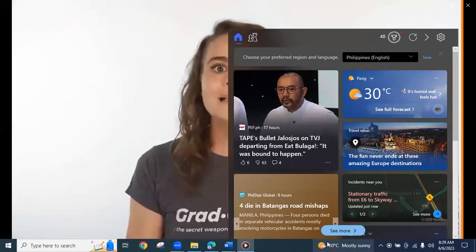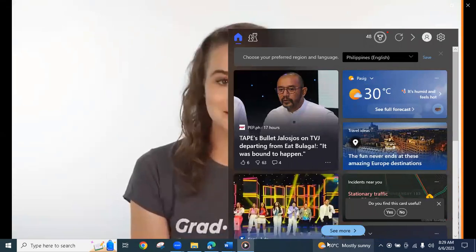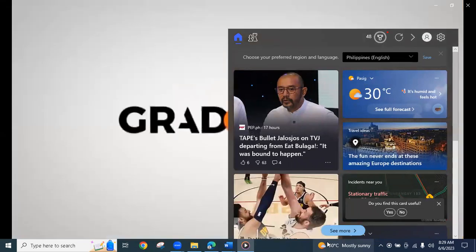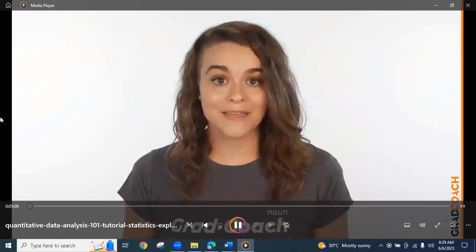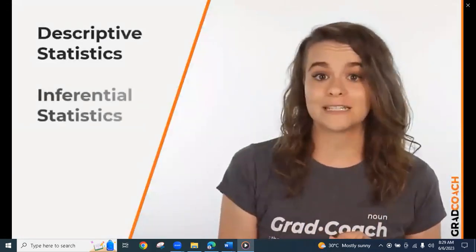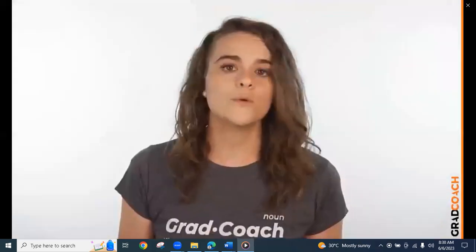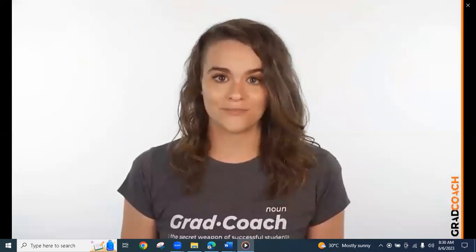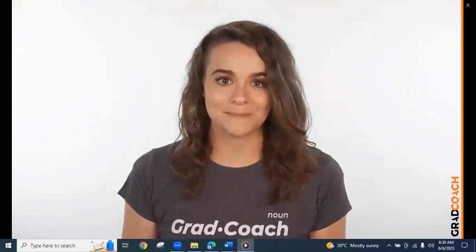So, let's start by taking a look at the two main branches of quantitative analysis. As I mentioned, quantitative analysis is powered by statistical analysis methods. There are two main branches of statistical methods that are used, descriptive statistics and inferential statistics. In your research, you might only use descriptive statistics, or you might use a mix of both, depending on what you're trying to figure out. In other words, depending on your research questions, aims, and objectives. I'll explain how to choose your methods later in this video.